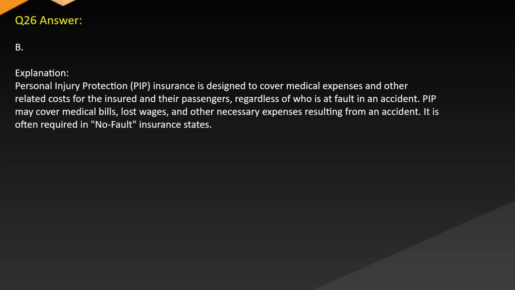Answer. B. Explanation. Personal injury protection (PIP) insurance is designed to cover medical expenses and other related costs for the insured and their passengers, regardless of who is at fault in an accident. PIP may cover medical bills, lost wages, and other necessary expenses resulting from an accident. It is often required in no-fault insurance states.